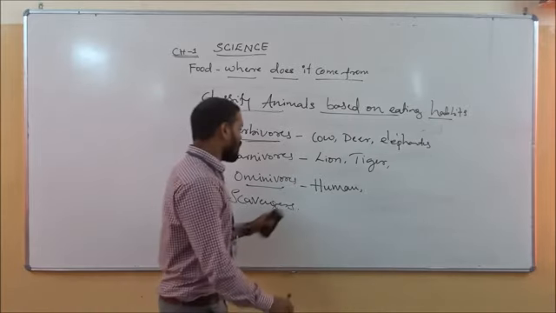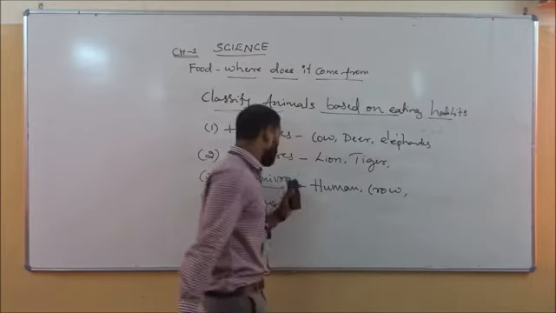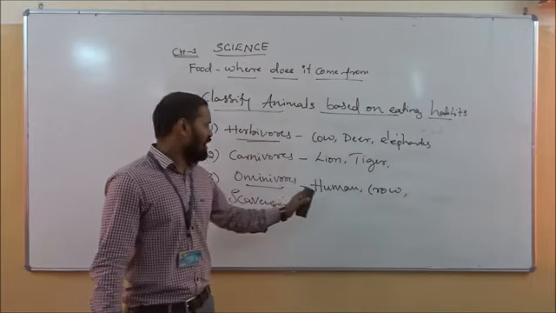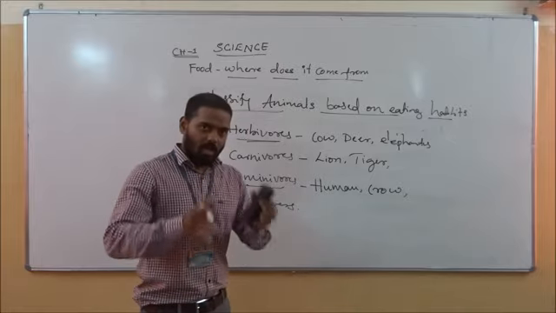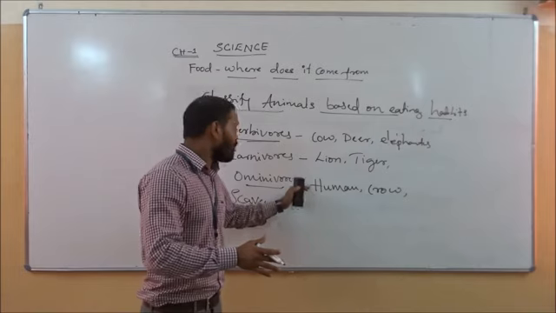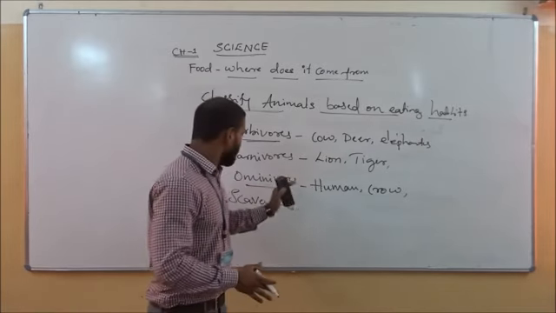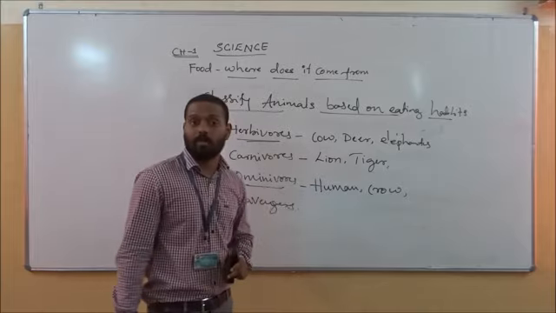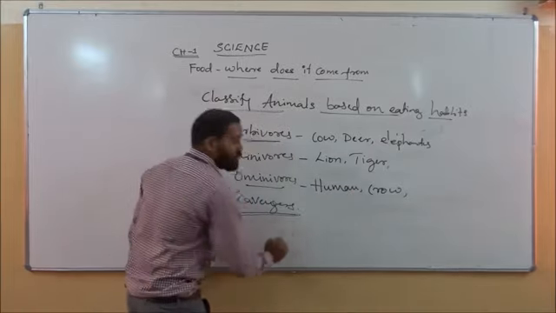You can also talk about crow. Crow also we can call omnivorous. You can list numerous examples for omnivorous. Omnivorous means those living organisms that depend on plants as well as animal products as food. Example, human and crow.